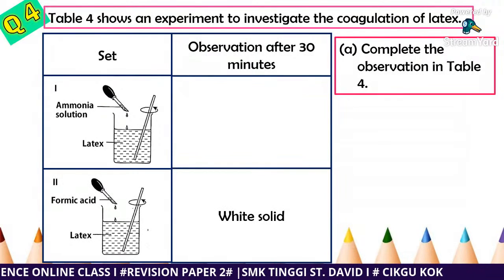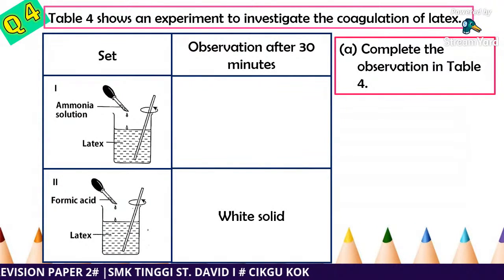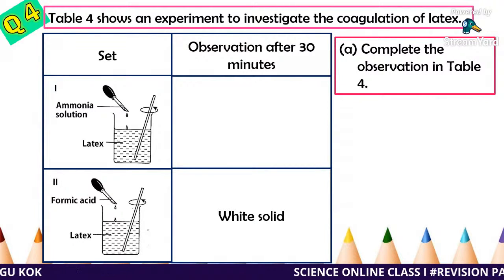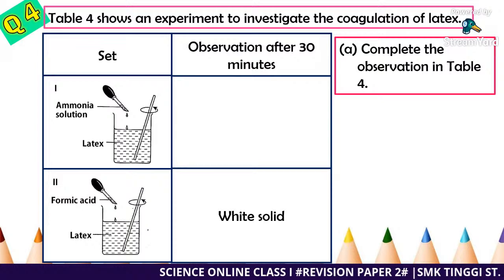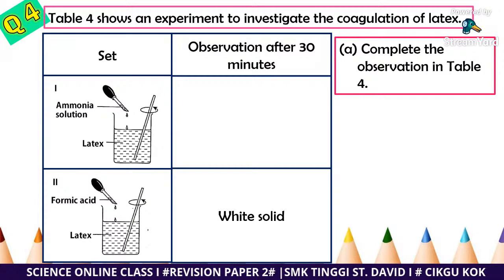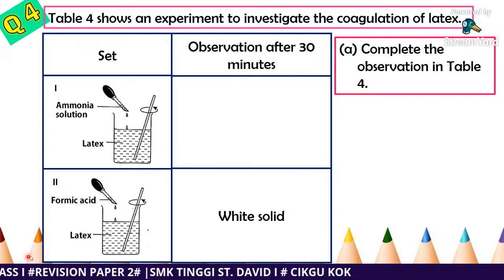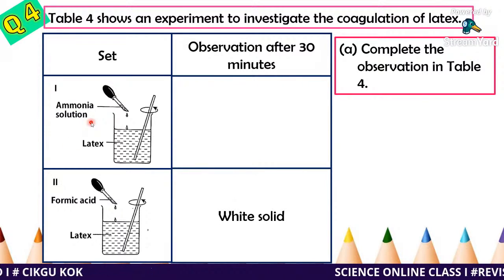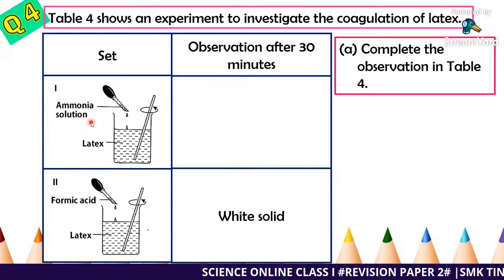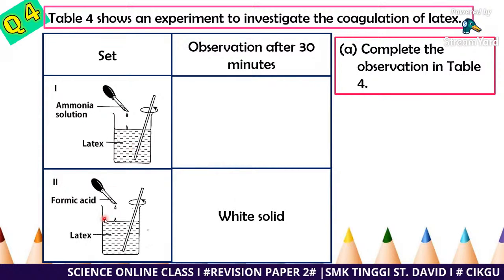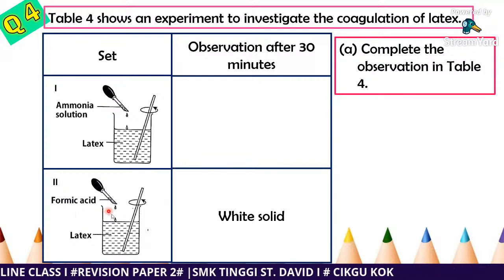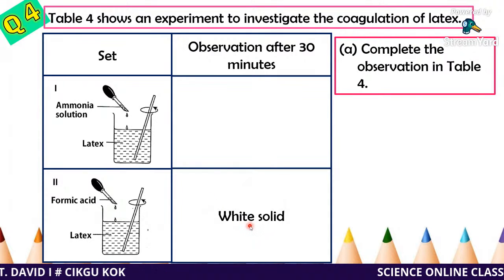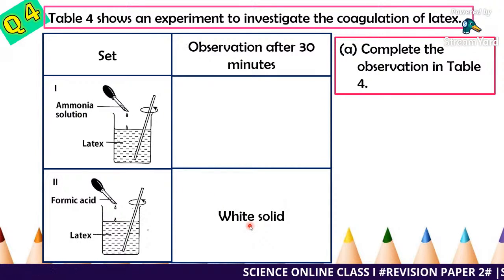Okay, then we go to number 4. Number 4 shows an experiment to investigate the coagulation of latex. Coagulation, remember, means they join together, combine together, and become one solid. That one we call coagulation. So from here, the observation after 30 minutes. The first one, they put the ammonium solution. Ammonium solution is alkaline, so they put alkaline inside the latex. Another one is formic acid. They put the acid inside the latex. We find that when they put the acid, it becomes white solid. When starting, it was liquid.